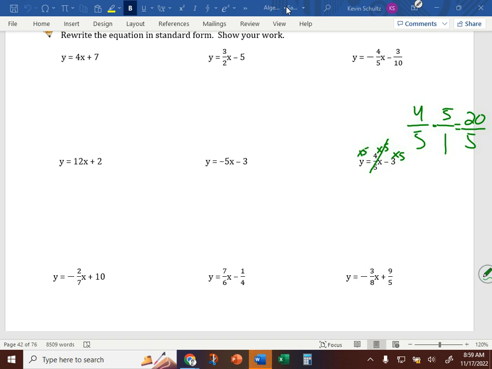So our y becomes a 5y. Our 4/5 x with those 5s canceling out is now just a 4x. And then our negative 3 multiplied by 5 is a negative 15. Okay, we've got to keep this equation balanced as well.